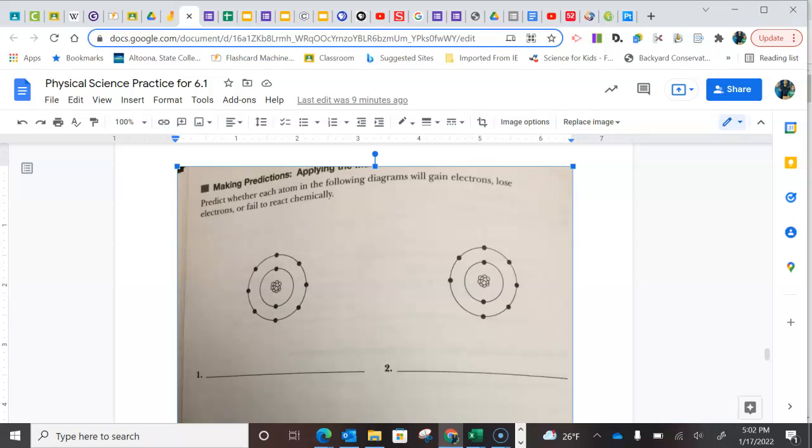If we jump to this one, you have 1, 2 in the first shell. That one's full. 1, 2, 3, 4, 5, 6, 7. So this is 7. It wants to get to 8. Well, you have to gain. So this one's going to gain electrons. Now you can see why we were doing the page before. It's going to have to gain 1 electron because it really wants one more electron right in here to fill it up. When it gains an electron, it becomes negative.